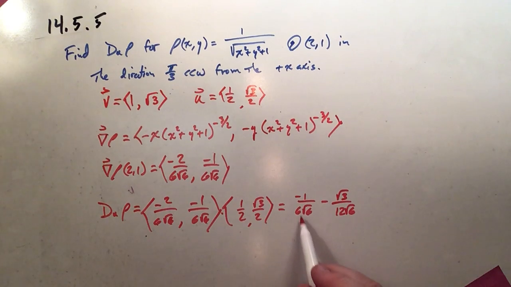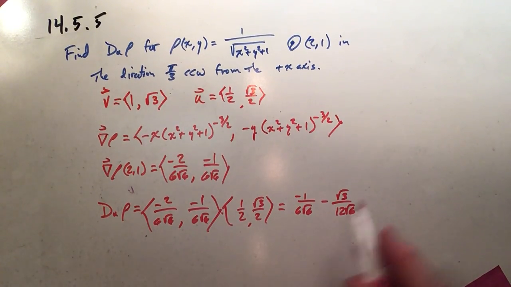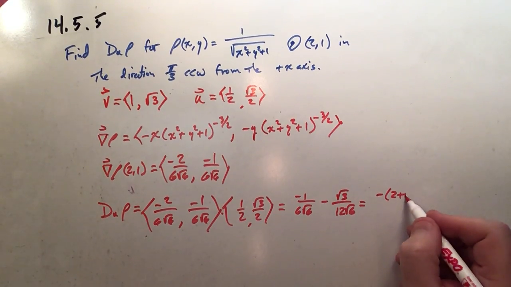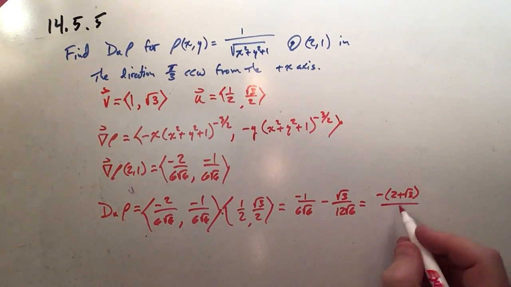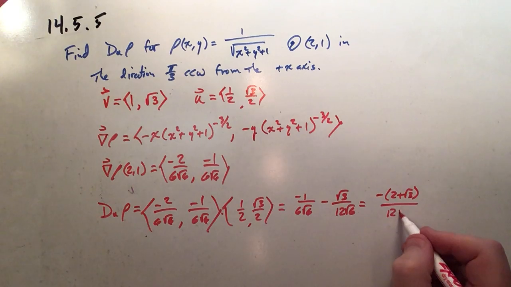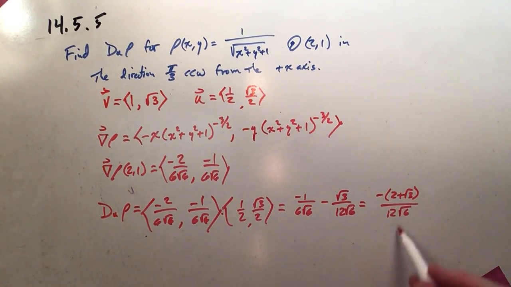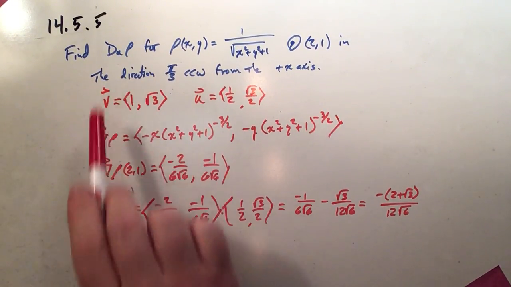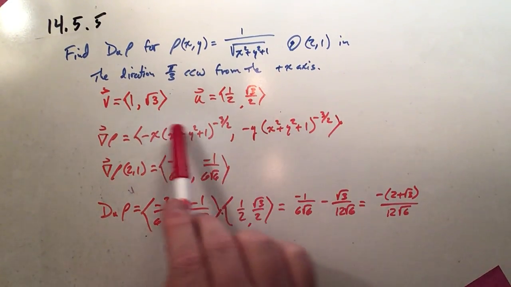And you can see to put these together, I just need a 2 in the numerator here. So this is going to be negative outside, 2 plus radical 3, and the whole thing's over 12 radical 6. And I could again rationalize the denominator, but there's no reason to. This is the directional derivative of the function rho at (2, 1) in the direction of this unit vector.